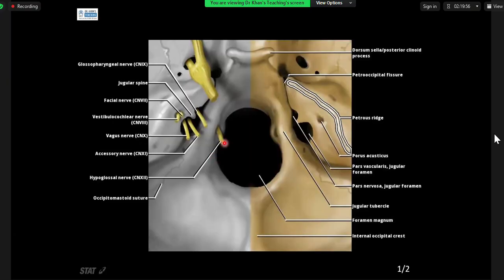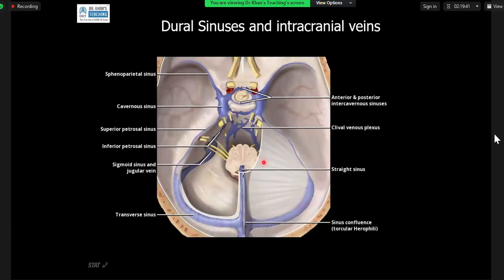One point to remember is that the hypoglossal nerve, which is the 12th nerve, has got its own canal, and as soon as they pass into the neck, they come together within the carotid space.